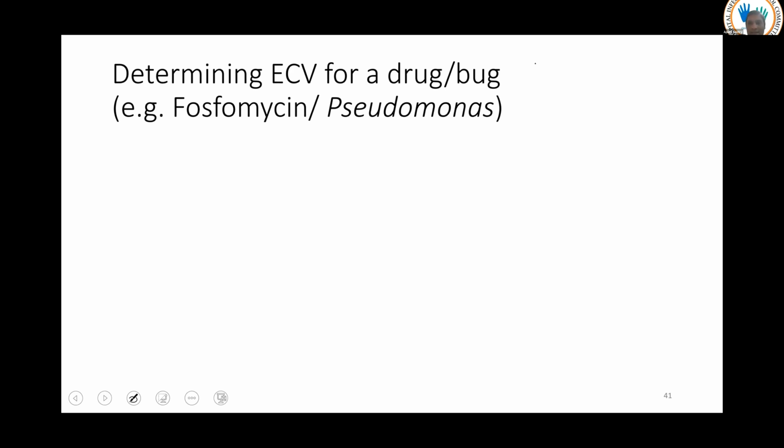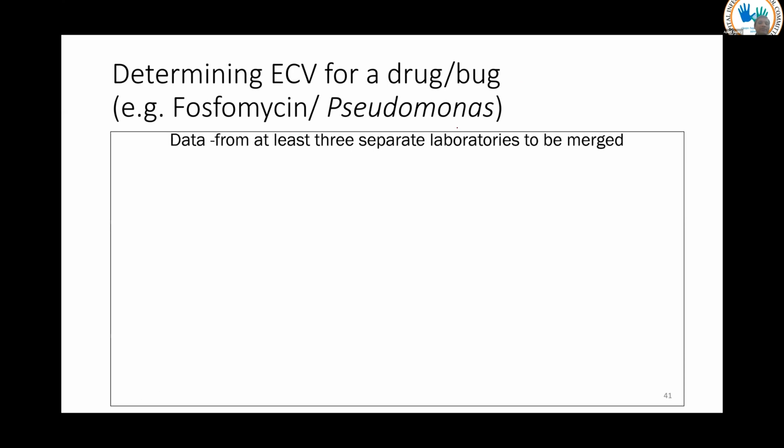For example, CLSI, the phosphomycin Pseudomonas, the same example we can take. CLSI, there is no breakpoint available at all, neither an ECOF breakpoint nor a clinical breakpoint. Let us assume that CLSI is going to develop an ECOF breakpoint for phosphomycin for Pseudomonas. So the first step is it will choose the labs. At least 3 labs you have to choose.